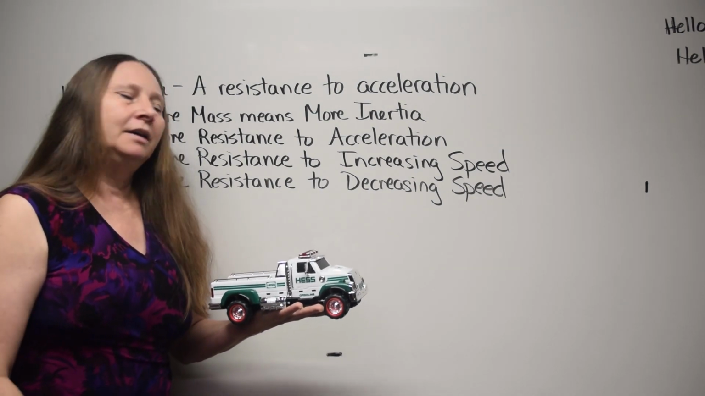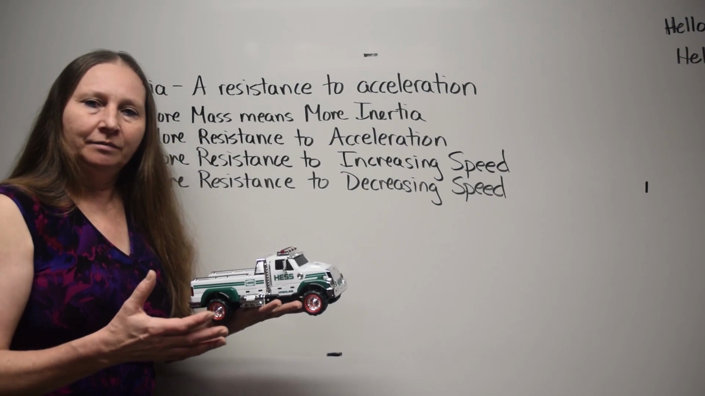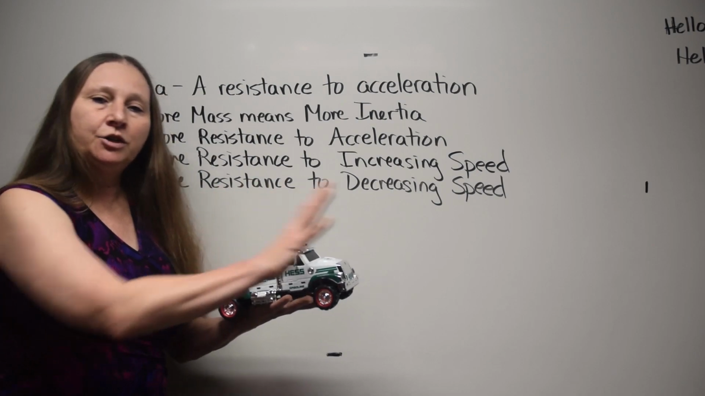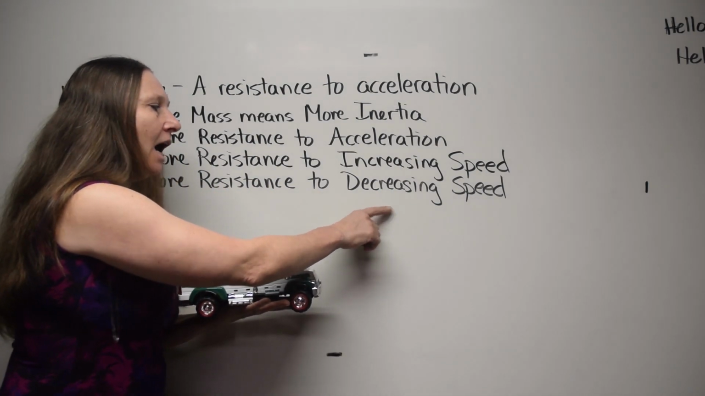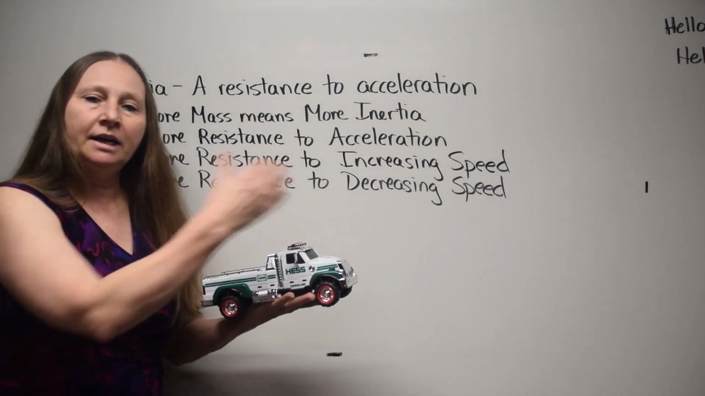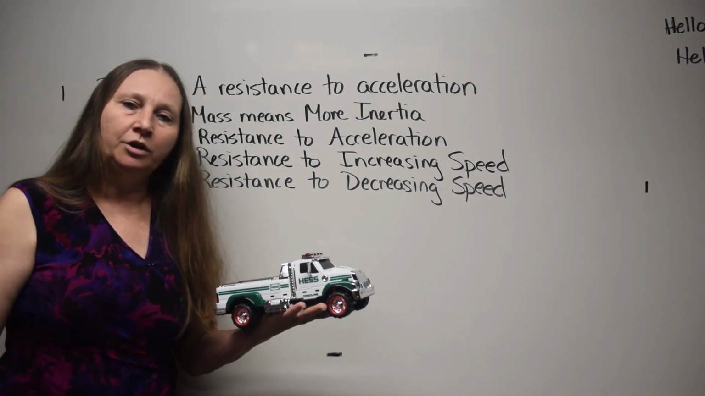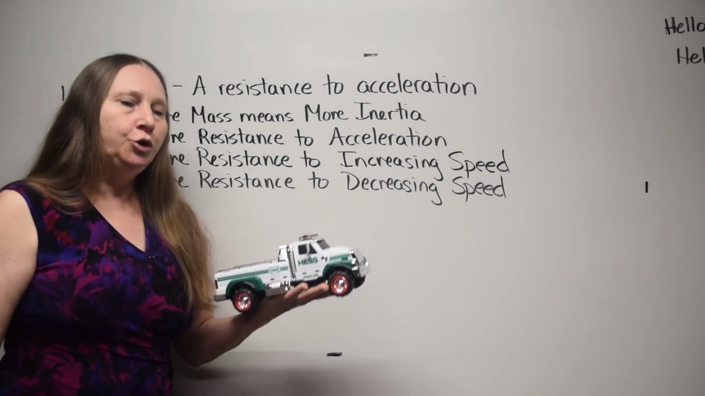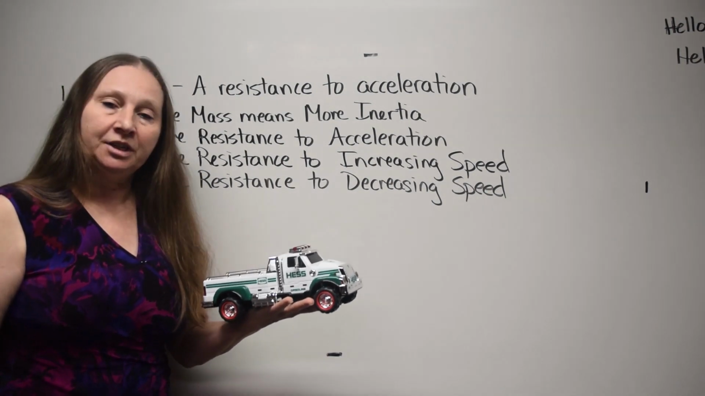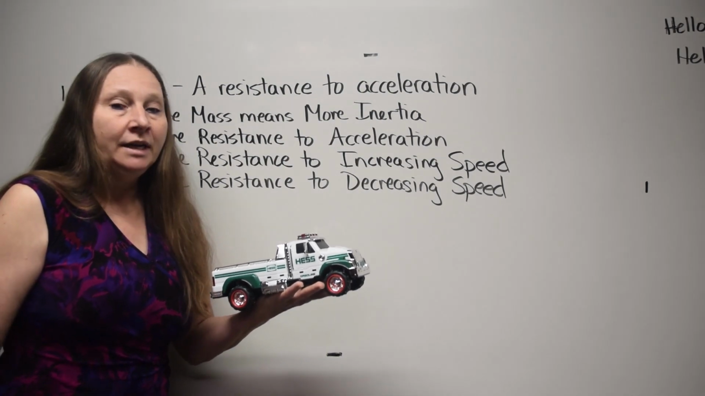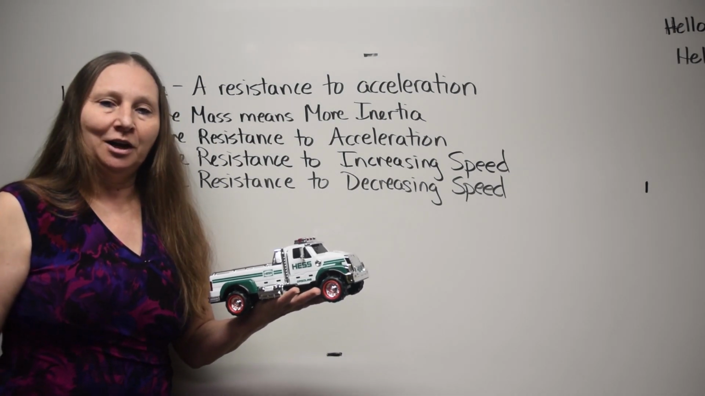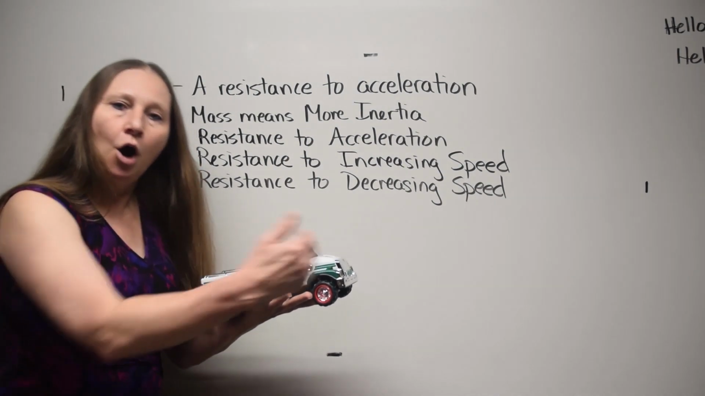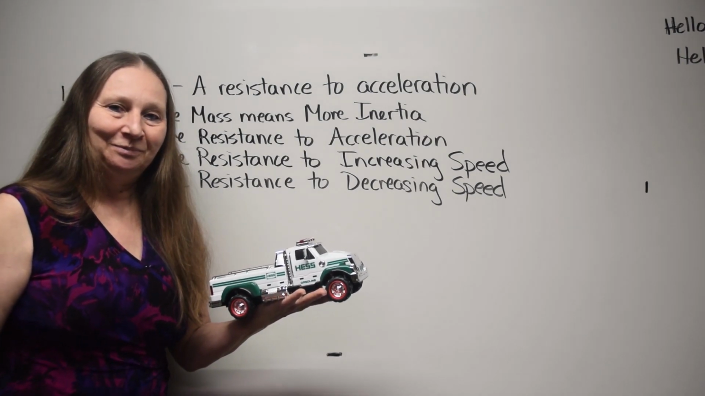So again, the big truck has a resistance to a change in its motion. When it's moving, we cannot cause it to change its motion. We cannot get in the way and cause that big truck to decrease its speed. It's got too much mass, too much inertia, too much resistance to slowing down, which is a form of acceleration. It's resisting a change in its motion. When it's going, it doesn't want to stop.